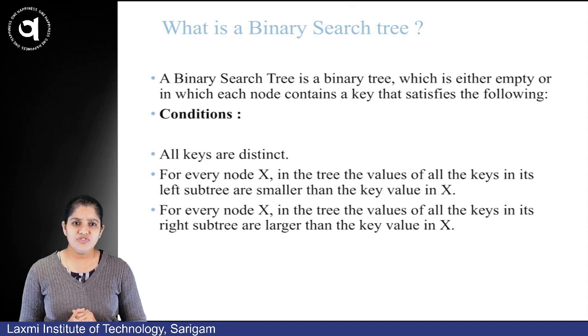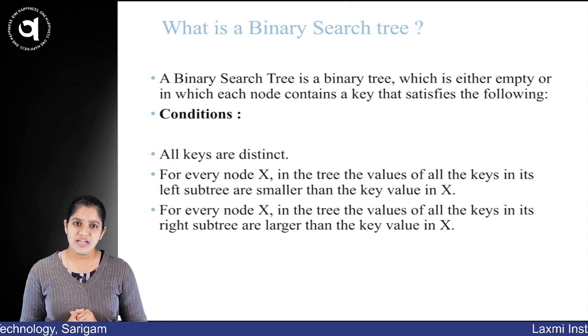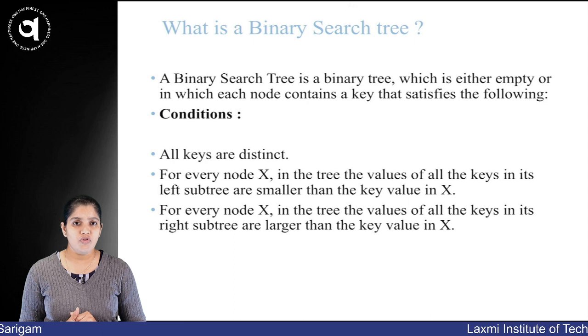A binary search tree is one kind of binary tree which is either empty or in which each node contains a key that satisfies the following conditions. So what are those conditions? The first condition is that all the keys should be distinct. That means there should not be common keys. Then the other condition is that for every node X in the tree, the key values in its left subtree should be smaller than the key value in X.